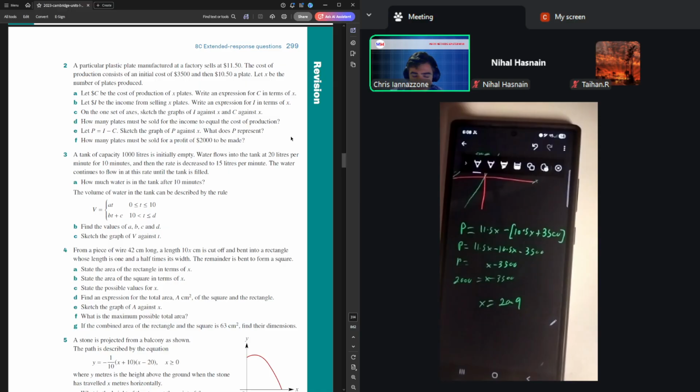we cannot have a decimal number of plates, right? We're only dealing with whole numbers here. The number of plates has to be a whole number. So how many plates must be sold for a profit of 2,000 to be made? Typically they'll word it in a way where it says a minimum profit of $2,000 to be made. In which case, what kind of rounding are we suggesting here? We do need to round it at least one direction to get that whole number. If we want to make a minimum profit of $2,000, and assuming this was our x value, which way are we going to round this?